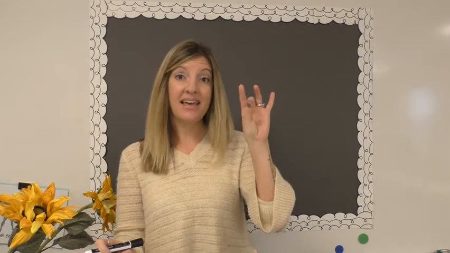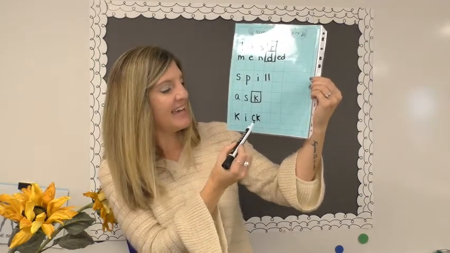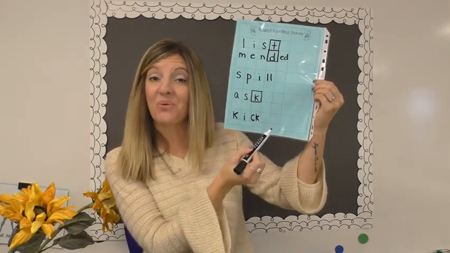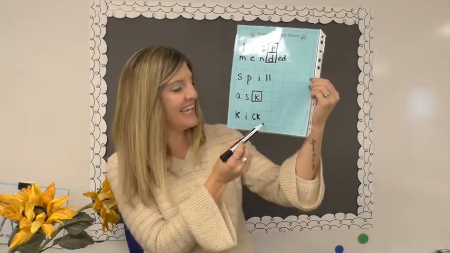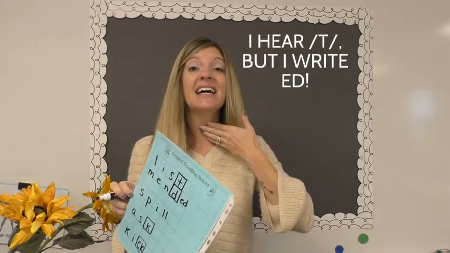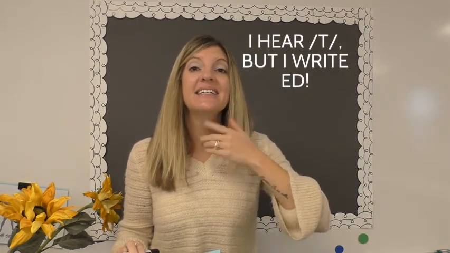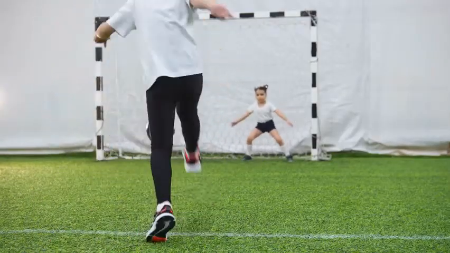Tap out the sounds in kick. K, i, k. If I'm capturing these sounds, then I have k, i, k. And I know this is a short one-syllable word with a short vowel, so it follows the CK rule. My last sound is k, kicked. What did I do? I kicked the ball.